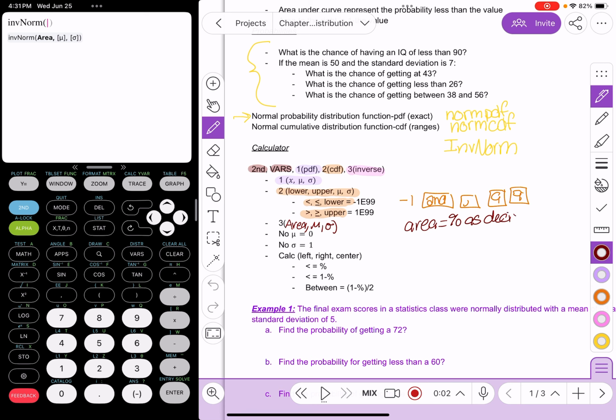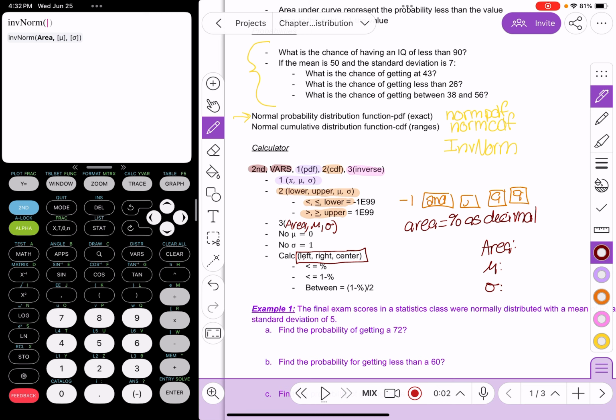If you don't put it as a decimal, so like if it was 40% and you wrote 40, you'll get an error. And again, if you're using the website or the calculator, it just shows up on the screen as 3 separate things. It'll say area, mean, standard deviation. And then on the calc or the internet, it'll ask you left, right, or center.